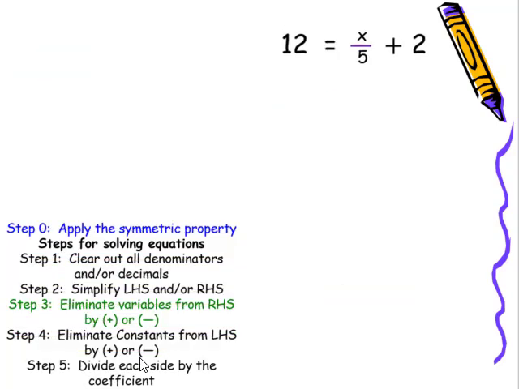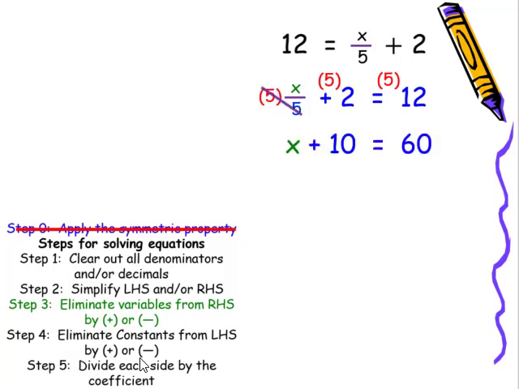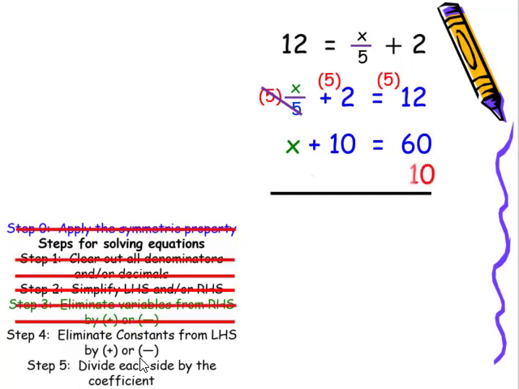Step number 0, again, we'll use that symmetric property, but now we'll actually clear out the denominator. To undo the division of 5, we'll multiply each term by 5. The 5's will cancel here, leaving us with x. 5 times 2 is 10, and 5 times 12 is 60. Now we're on to step number 4. We'll subtract 10 from both sides, giving us x is equal to 50. And we won't have to divide by the coefficient since the coefficient is 1.